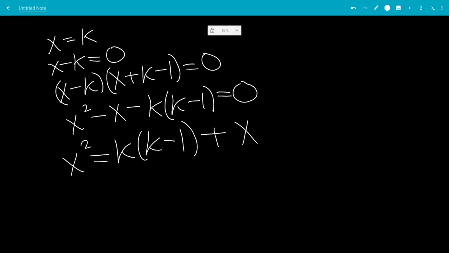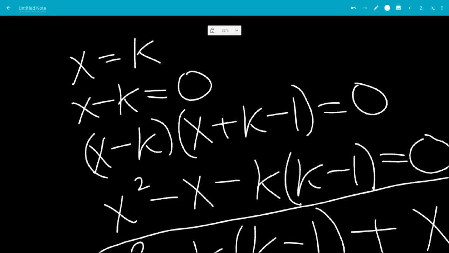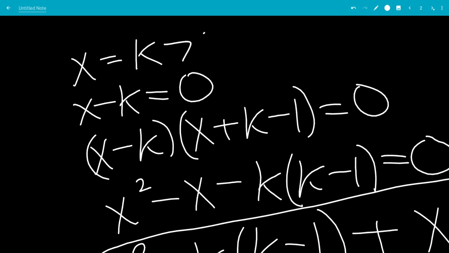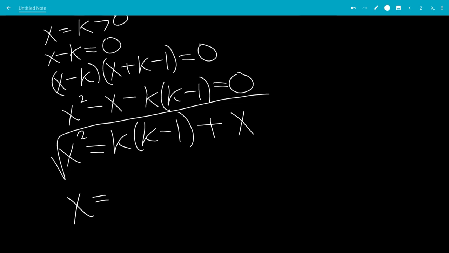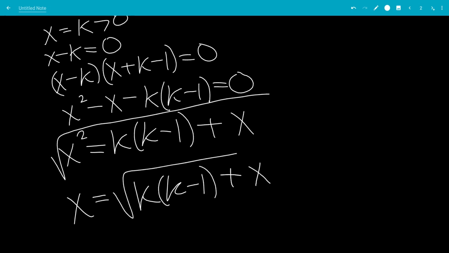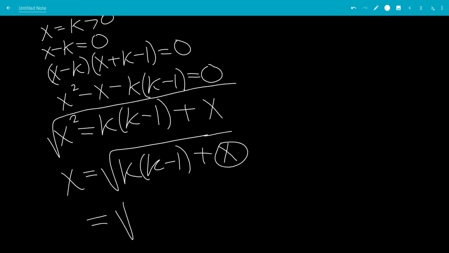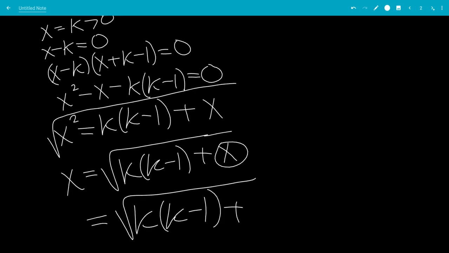Okay. So now we can take the positive square root, because this number, k, is bigger than 0. So we take the positive square root, and we get x equals the square root of k times k minus 1 plus x. And what is x? X is the same thing. So let's just say this is the square root of k times k minus 1 plus x, which is the square root of k times k minus 1, and so on.